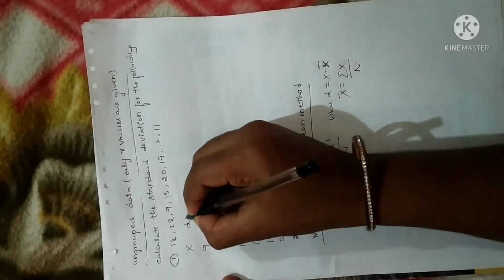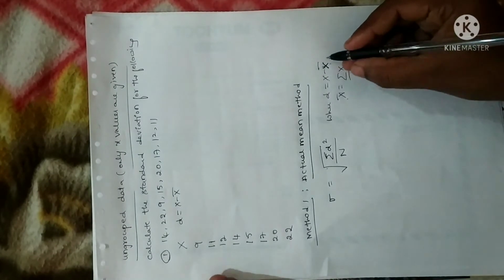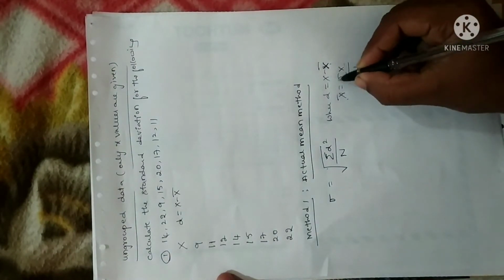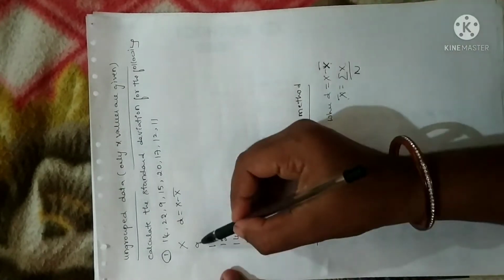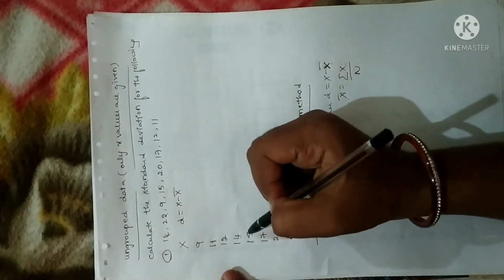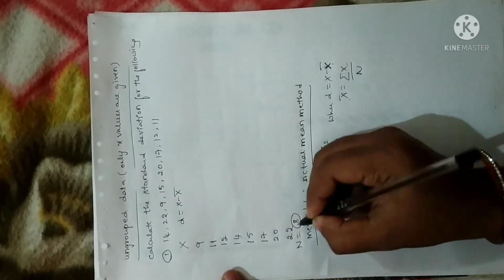So to calculate d, I need x minus x bar, but I don't know the value of x bar. X bar in the sense mean value. So to find the mean, I have to add sigma x divided by n. N is the number of data, so you have to count the number of data: 1, 2, 3, 4, 5, 6, 7, 8. So total n value is 8. Why? Because the number of items is 8.